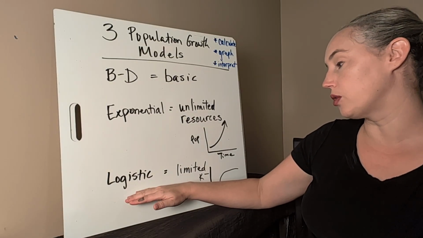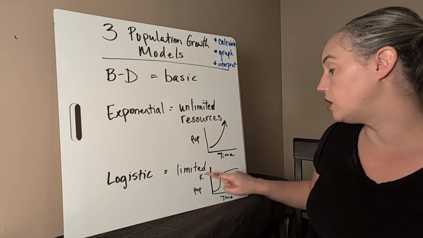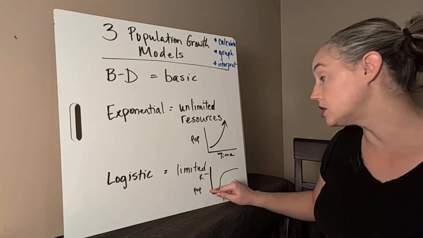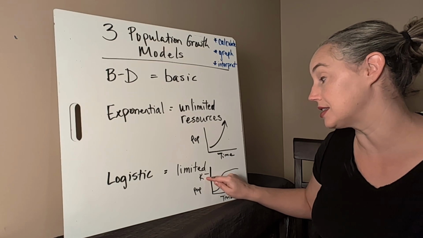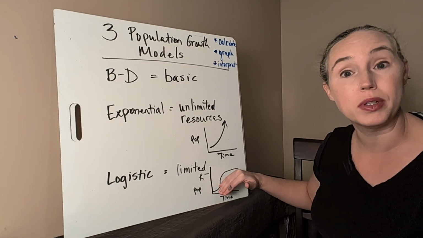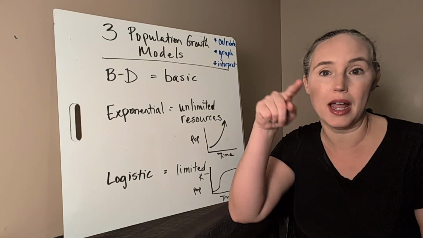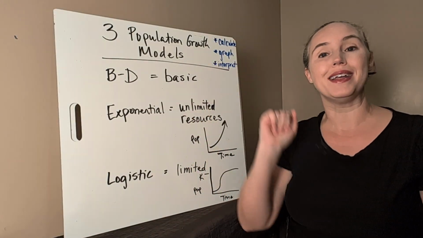In a logistic growth model, we do have limited resources. And so you're going to see this more S-shaped curve where it starts off exponential, but then as the population reaches K, or the carrying capacity, that population growth is going to slow down and eventually stop. And in reality, it's going to wiggle around that line, but you'll see a basic S shape.